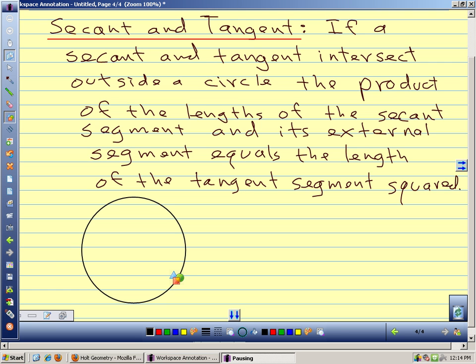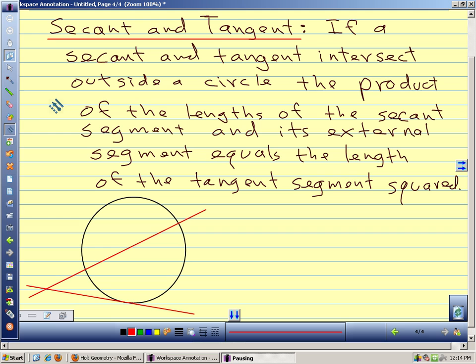And this is on the top of the fifth page of your flip book. So the top gray box on the fifth page. So here is my secant. And here's my tangent. Forgot my arrows on this one. And this point is V. This point is C. The tangent point down here is B. And the other point up here is A.